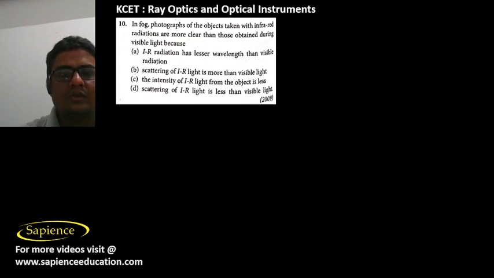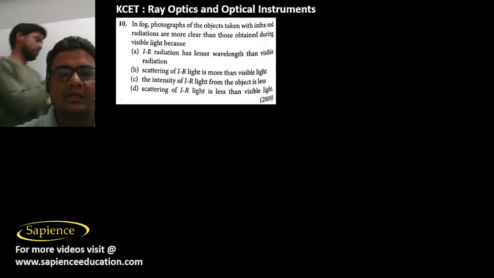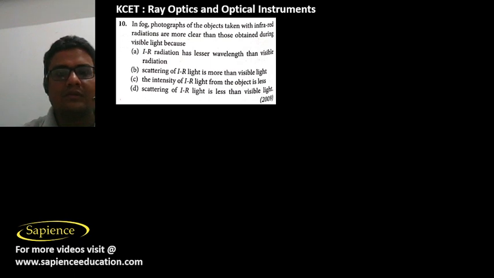Then in question number 10, it is told, in fog, photographs of the objects taken with infrared radiations are more clear than those obtained during visible light, because infrared radiation... Since why? The wavelength of infrared is lesser than that of visible light. So the scattering of infrared is more.